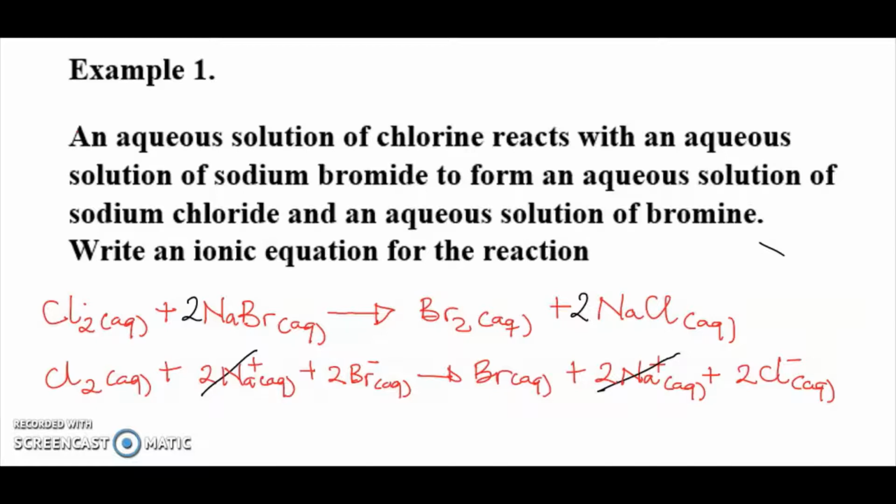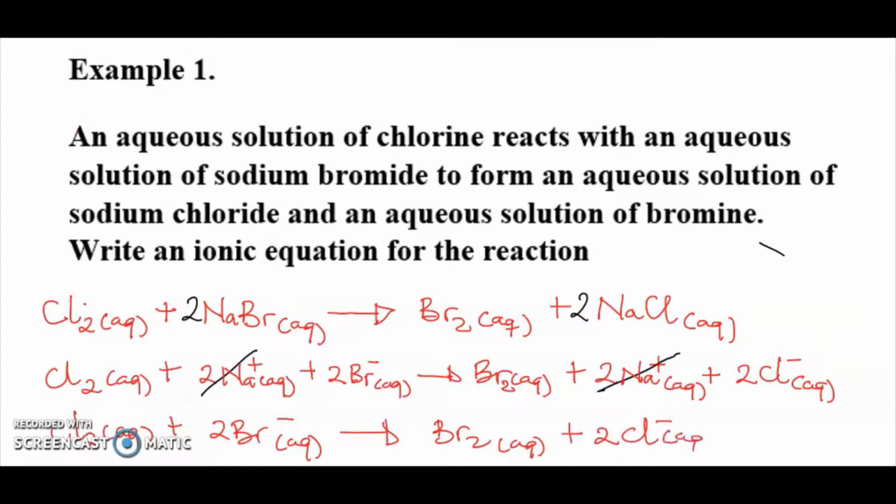What else can we cross? There is nothing. So what is left? To the left, what do we have? We have Cl2 aqueous plus 2 Br minus, the 2 bromide ions aqueous, to form Br2. Oh, sorry, it's supposed to be a 2 here. Br2 aqueous plus 2 Cl minus aqueous.